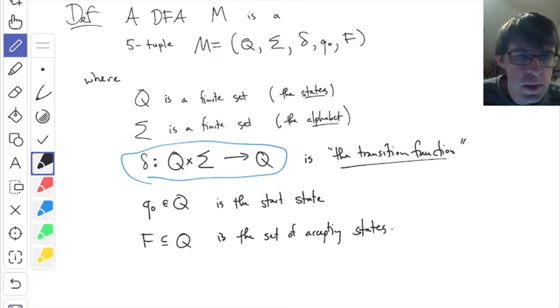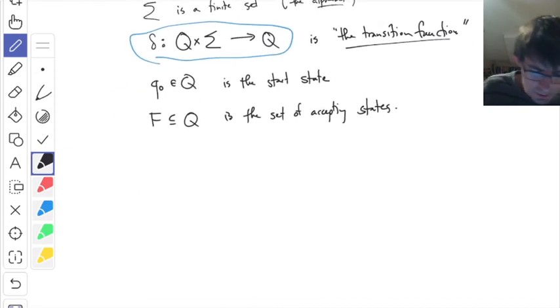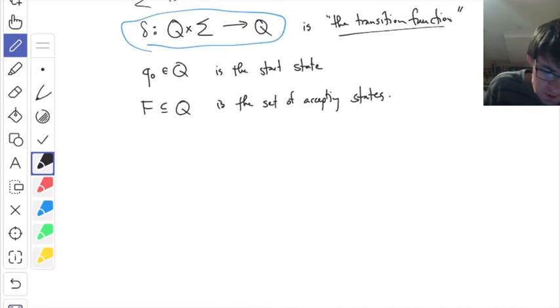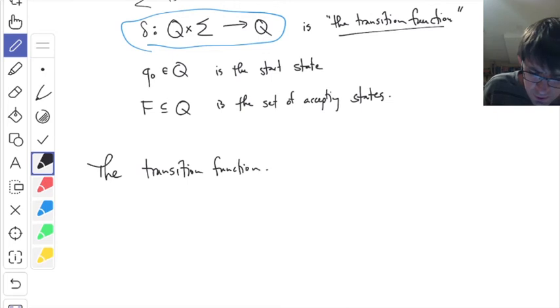in more detail? The thing which I circled in blue is a description of the domain and the codomain of a function. This, I hope you remember from your discrete math days. You talked about the domain and the codomain. So the transition function is the most complicated part of this. The transition function looks like delta: Q cross sigma to Q.